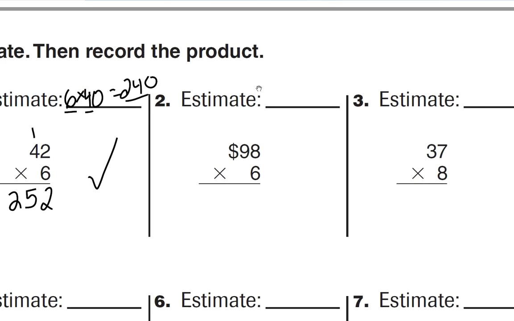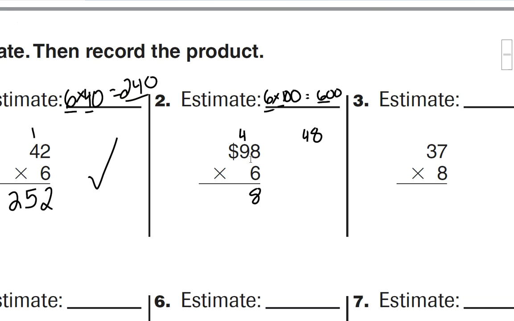So I'm going to estimate. I'm going to do 6 times 98. 98 is closer to 90, or is it closer to 100? It's closer to 100, and 6 times 100 is 600. So if my exact product is somewhere around 600, then we know it's reasonable. All right, so we start in the ones place. 6 times 8 is 48. In 48, I can see the ones place and the tens place. I put my ones place, and I have to regroup my tens.